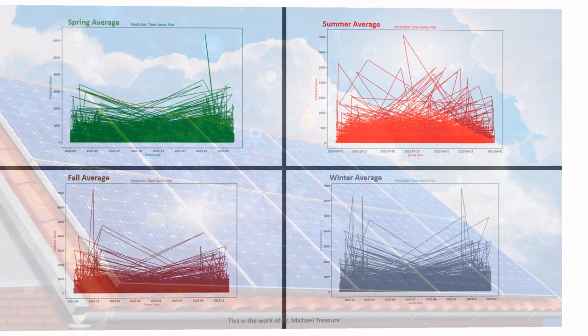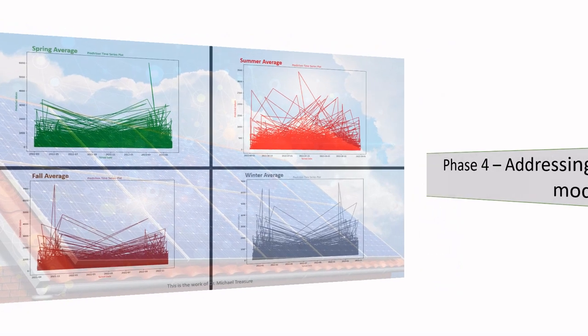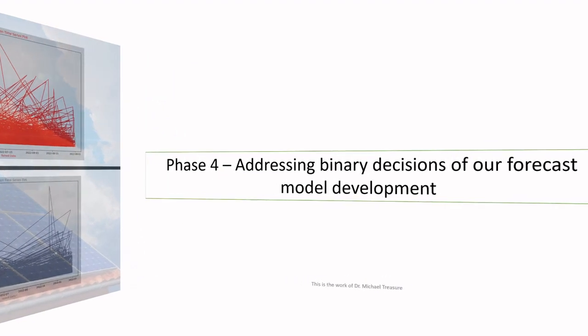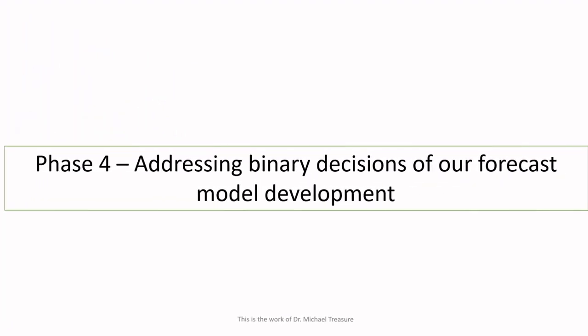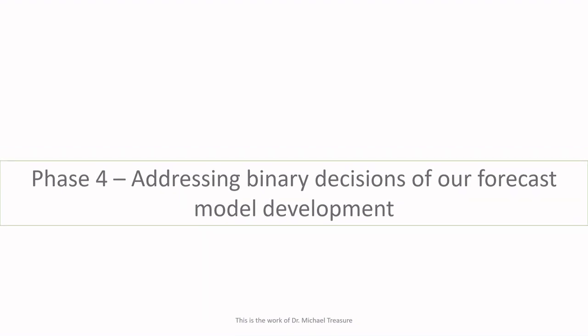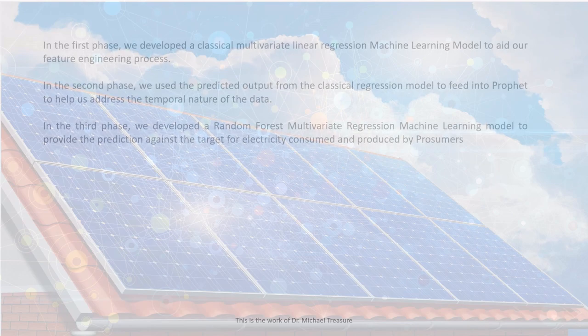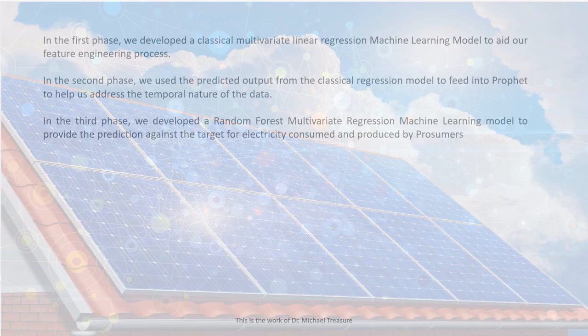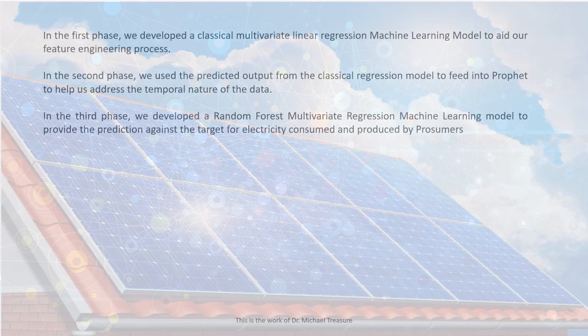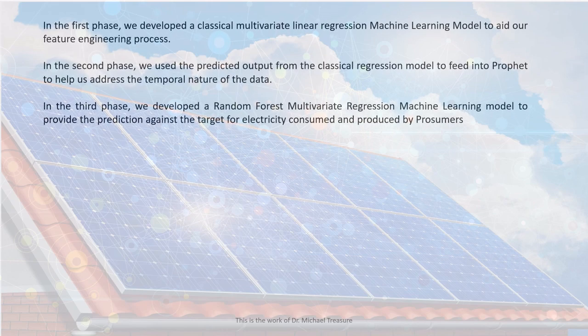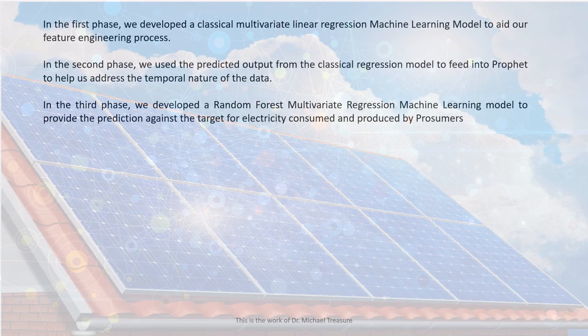Phase 4. Our overall objective in this project was to put forward a solution path to developing a more accurate predictive modeling solution for electricity produced and consumed by prosumers, with an emphasis on photovoltaic prosumer types. Our solution path entailed a hybrid machine learning algorithm approach. In Phase 1, we developed a classical multivariate linear regression machine learning model for our feature engineering process. In Phase 2, we used the predicted output from Phase 1 to feed into the profit forecasting tool to address the time series nature of the data.